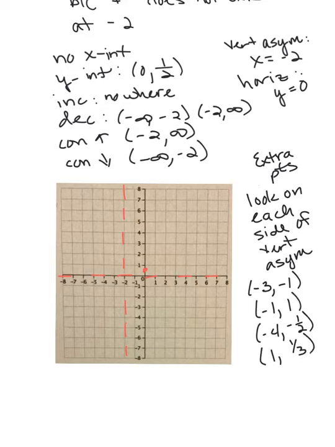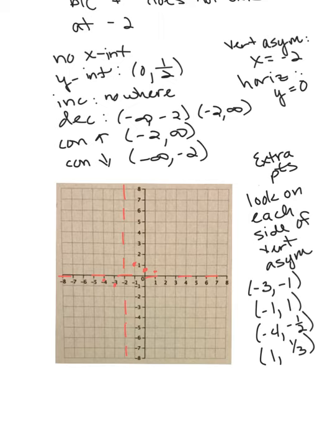So putting those into place on our graph, at negative 3, we're at negative 1. At negative 1, we're at positive 1. At negative 4, we're at negative 1/2. At positive 1, we're at 1/3.